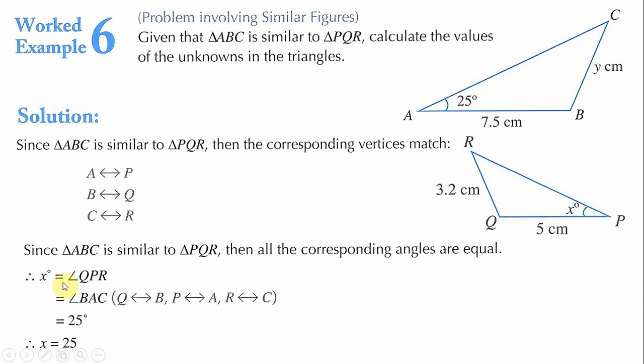X is the angle QPR. Q corresponds to B, P corresponds to A, R corresponds to C. So this angle is equal to this angle. And angle BAC is 25 degrees, so X is also 25 degrees.